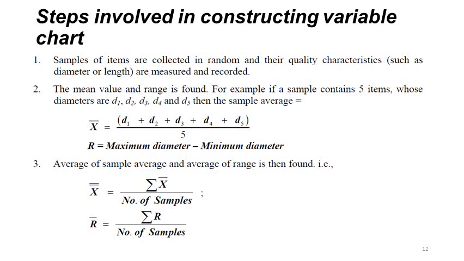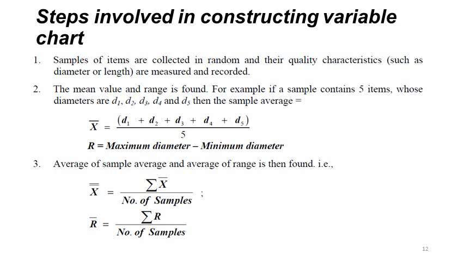We will take some samples from a lot and measure some characteristics like length or diameter. Consider we are measuring the diameter. Then, the second step, we will calculate the mean value and range.